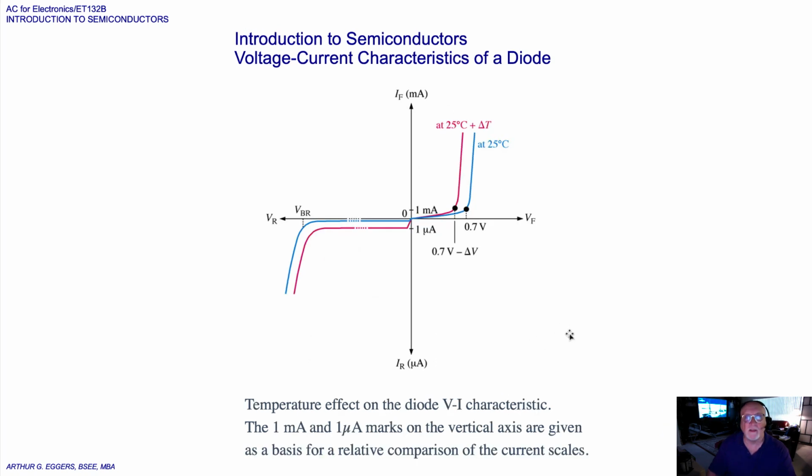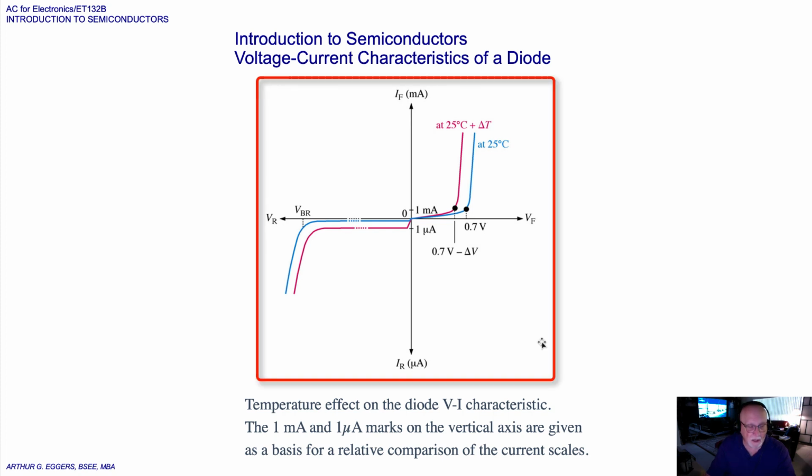If we take a look at the next graph, we can see what we're talking about here. This is shown with the VI characteristic in the figure. The blue curve is at room temperature, 25 degrees Celsius, and the red curve is at an elevated temperature, 25 degrees Celsius plus some change in temperature, delta T. Notice that the barrier potential decreases as temperature increases.